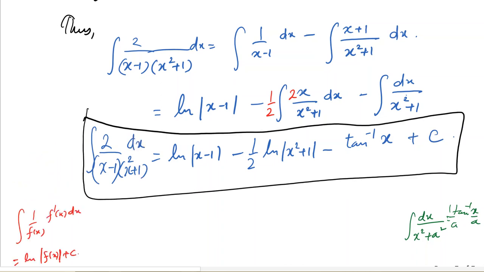Thus, integration by partial fractions is used when you have a somewhat complicated rational function, and you can write it as a sum of simpler fractions, and then easily integrate those fractions.